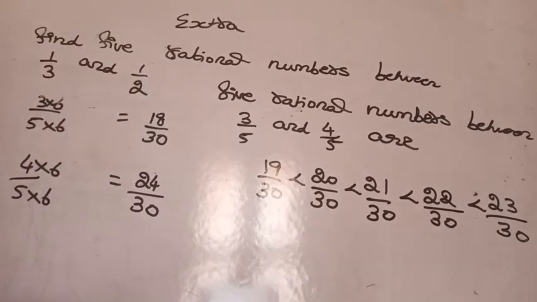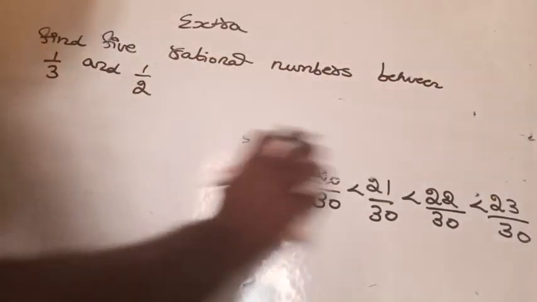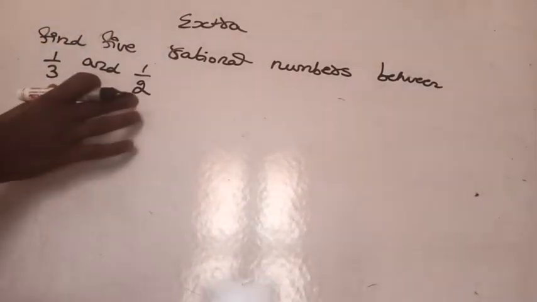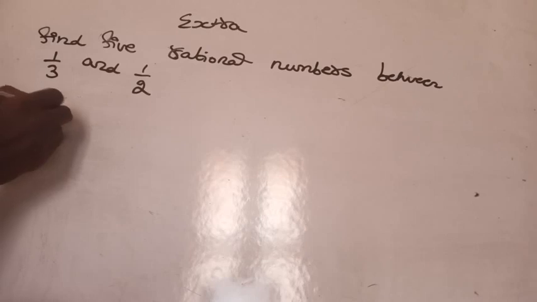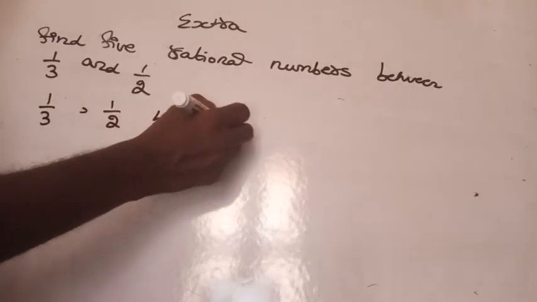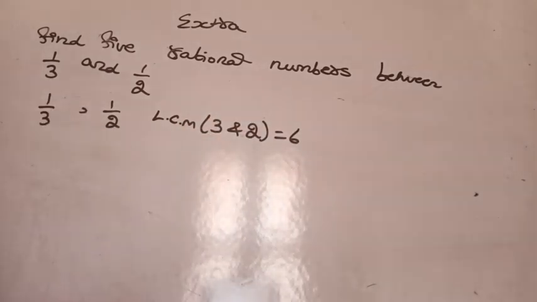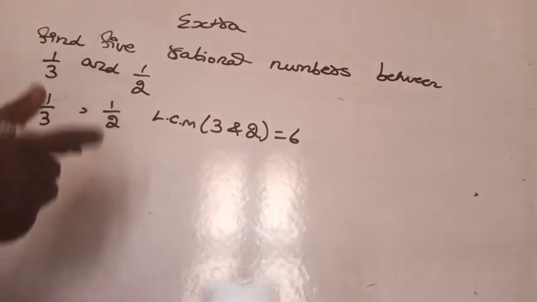First, what do you have to check? You have to check whether the given fractions are like or unlike. These two fractions are unlike fractions because they have different denominators. So first you have to make them like fractions. 1 by 3 and 1 by 2 are given. LCM of 3 and 2 is what? 6. 3 into 2 is 6, because 2 and 3 are co-prime, so the LCM is the product of those two co-prime numbers. 3 twos are 6.